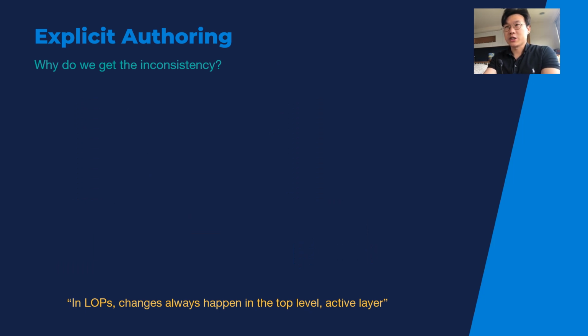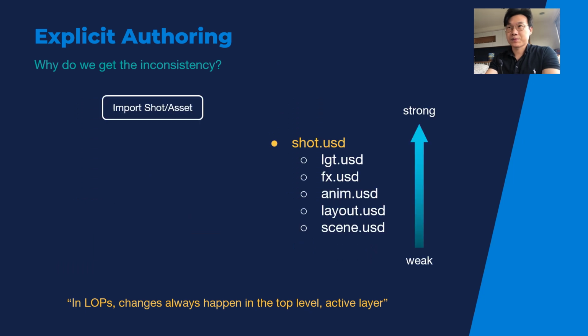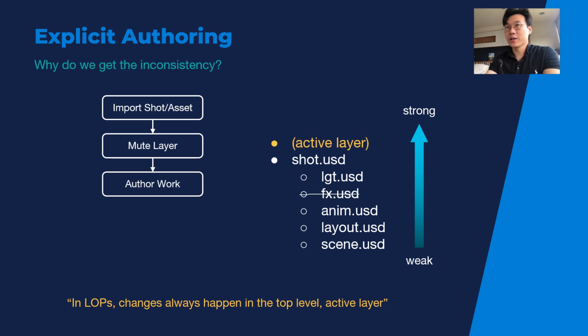In LOPs, changes always happen in the top-level active layer. However, in our old workflow, artists would use a node like asset import or shot import to import the whole entity USD file. And on the right here, we can see the layer stack, in this case with the shot USD file as well as some elements within it. We then mute the working layer so that the data from the previous version is not carried over. For example, if we're working on the effects element, then we would mute the effects USD file. And artists are now ready to start authoring the work to the top-level active layer.